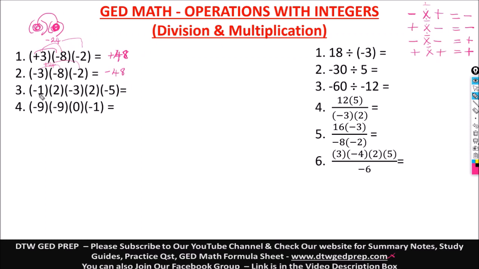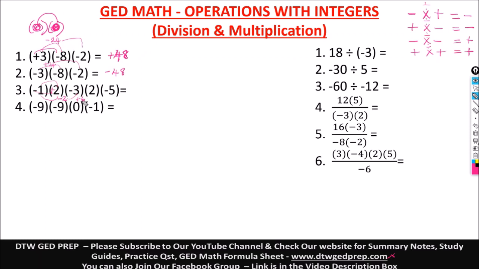Okay, so here we have a negative 1 times 2. When you don't see a sign in front of a number, it means this number is a positive integer. So here you have a negative 1 times a positive 2. That's going to give us a negative 2. 1 times 2 is 2, and negative times positive is negative. Now, a negative 2 times a negative 3 is going to give us a positive 6. 2 times 3 is 6, and negative times negative is positive.